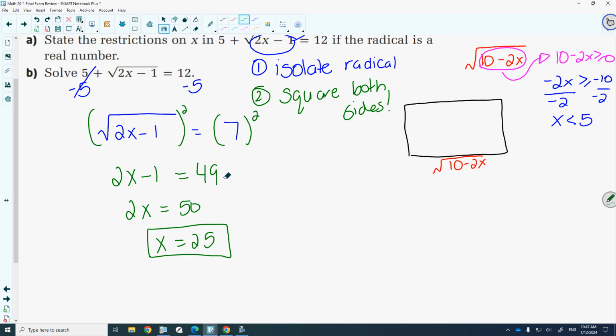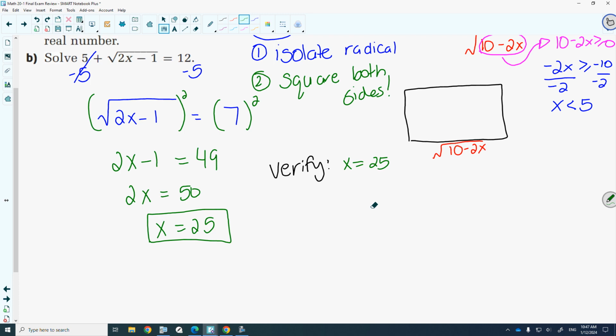Okay. There'd probably be a mark for verify if this was a long answer. So tell me what you're verifying. We're verifying x is equal to 25. Remember, you verify both sides. You plug it into the original equation. So the left side is 5 plus the square root of 2x minus 1. So 2 times 25 minus 1.